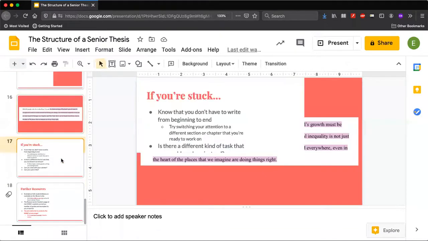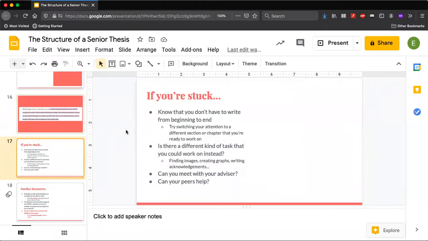Okay, so let's suppose you're working on your draft and you get stuck. So a couple of suggestions if that happens. The first is to know that you don't have to write from beginning to end. Sometimes students get stuck, for example, because they don't know how to write their introduction, and so that's sort of stopping them. Or they're writing a particular chapter and they just get stuck. They don't know what sentence to use next, or they just simply don't know what to put next.